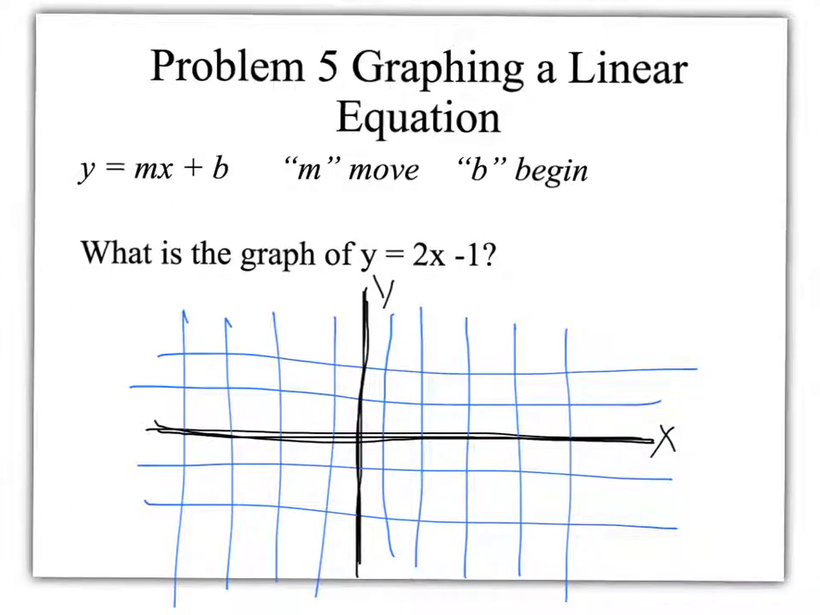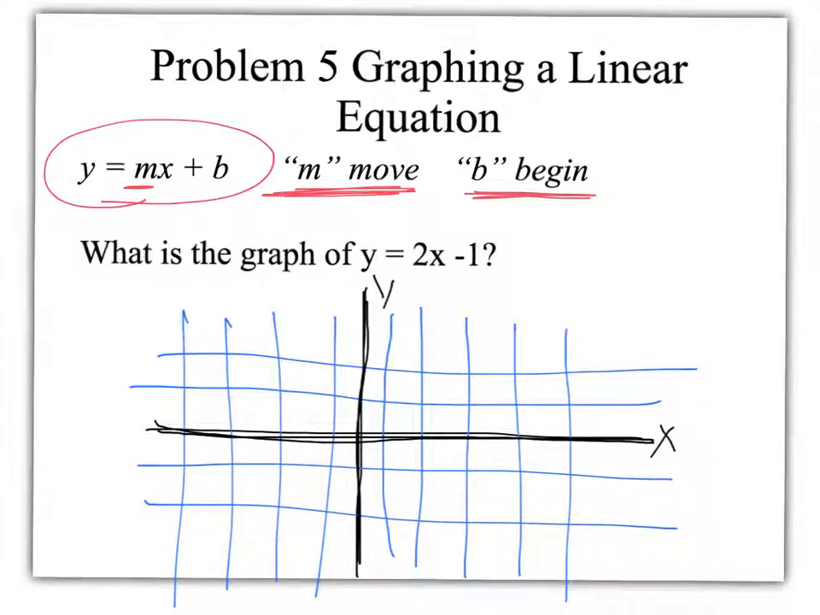Okay, and the last part here is graphing a linear equation. So here's our formula, y equals mx plus b. And I don't know if these are technical terms, but an easy way to remember what m is, m means move. That's how you're going to move up, down, over on the graph. And b means begin. So that's where you're always going to start. So what is the graph of y equals 2x minus 1?